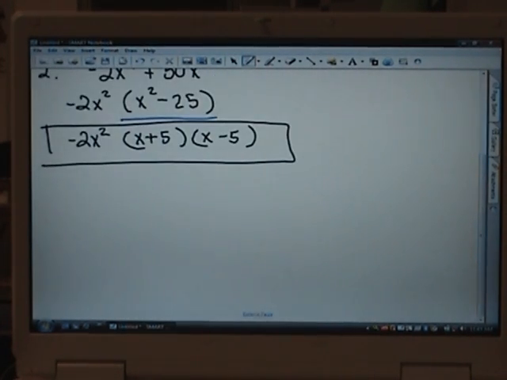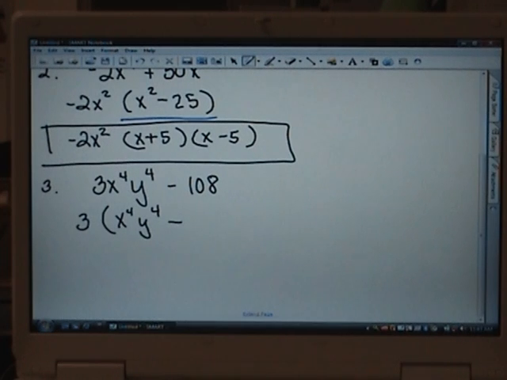Number 3. 3x to the 4th, y to the 4th, minus 108. What's the most I can take out? 3. X to the 4th, y to the 4th, minus 3 goes into 10 how many times? 3 with 1 left over. 3 goes into 18 how many times? 6. Some of us are a little bit slow on dividing, so I wanted to show you how I would think through that division.